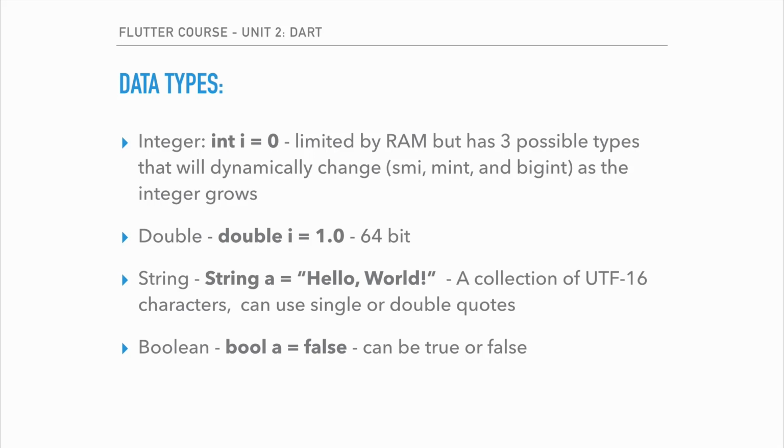The double. Pretty simple, just like in other languages. A decimal number, double i = 1.0. This is going to be 64 bits, so it's up to that corresponding amount of decimal points.